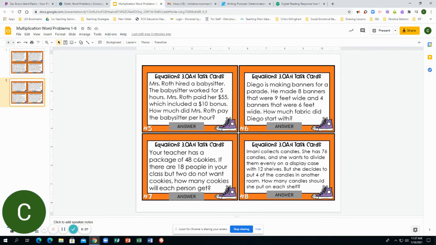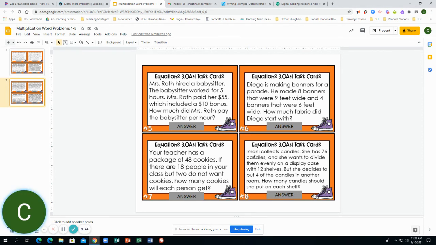Number 7, your teacher has a package of 48 cookies. If there are 18 people in your class, but 2 do not want cookies, how many cookies will each person get? So there's 18 people in class, but 2 don't want cookies. So how many students want cookies? Figure that out first. And then you're going to share the 48 cookies equally between that number of people. When you're sharing equally, you're dividing. Start with your big number first. Pause and solve. Don't forget to label your answer.